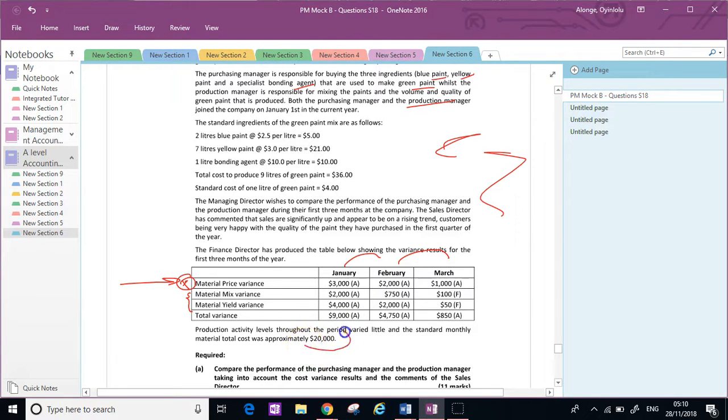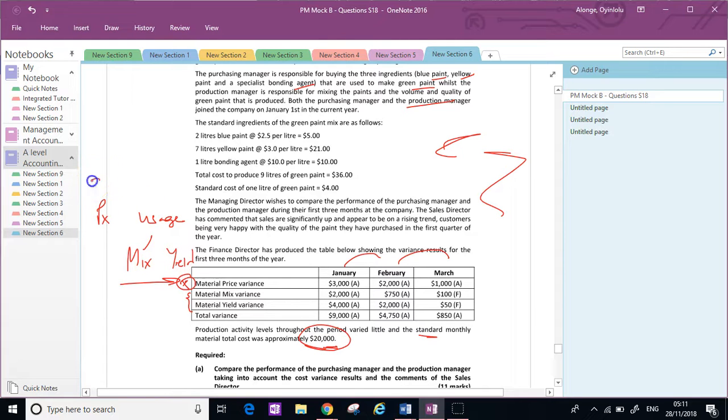Production activity: they tell us that the standard monthly material cost was approximately 20,000. So we actually have a base to work with. It tells us the standard. We know that all variances are made up of price and usage. And the reason I'm making this video is to show you what's really going on, where we can break down usage into mix and yield.